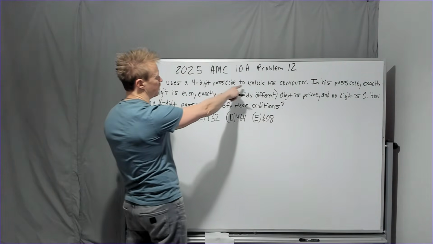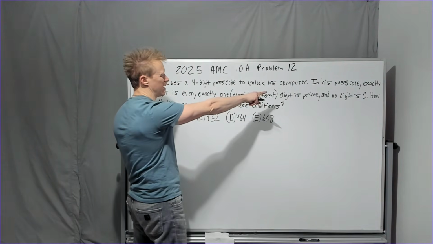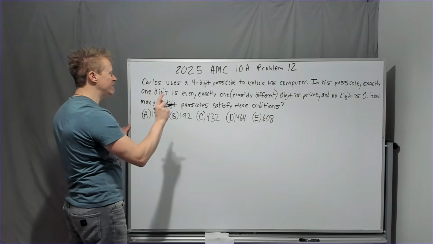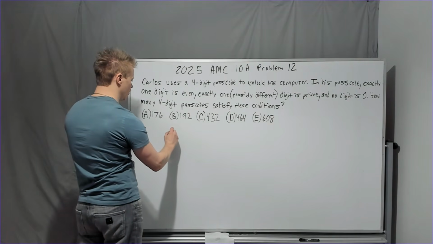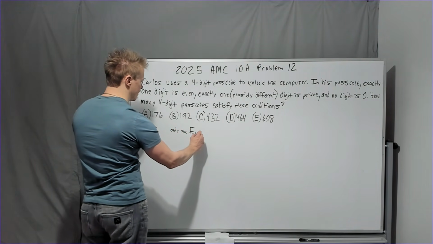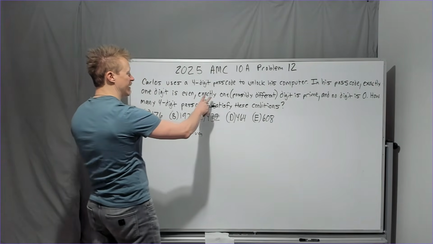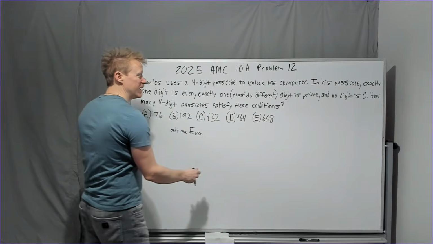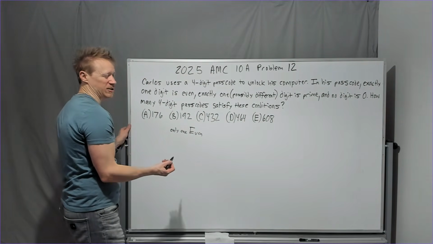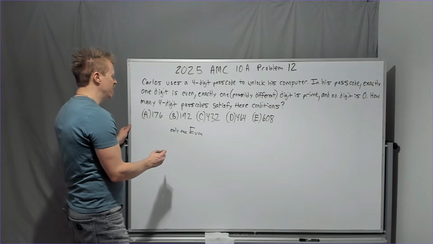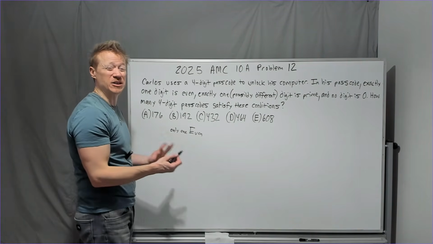Carlos uses a 4-digit passcode to unlock his computer. In his passcode, exactly 1 digit is even. So only 1 even. Okay. And exactly 1, which is possibly a different digit, is prime. That tells you they're talking about 2, of course, because 2's prime and it's even. So I already want to do casework.